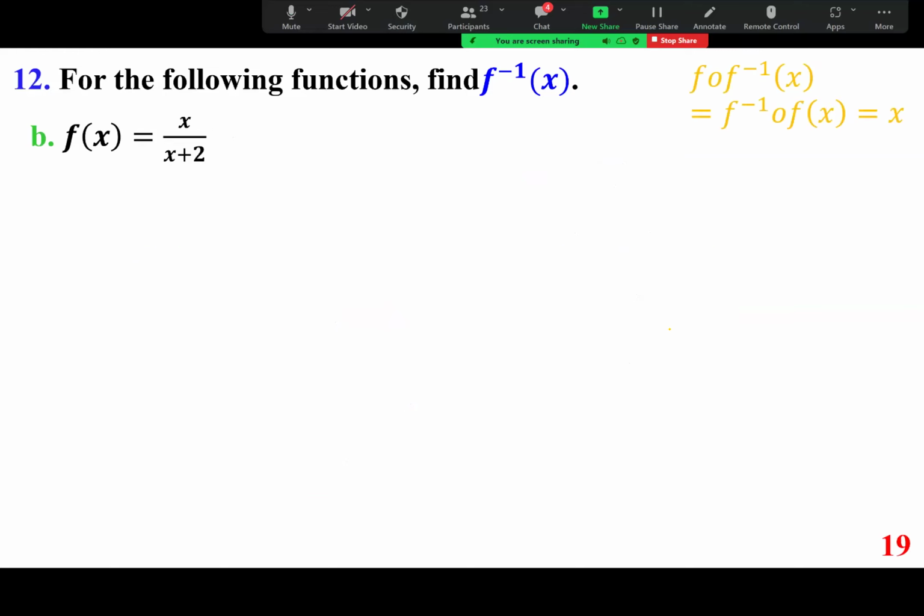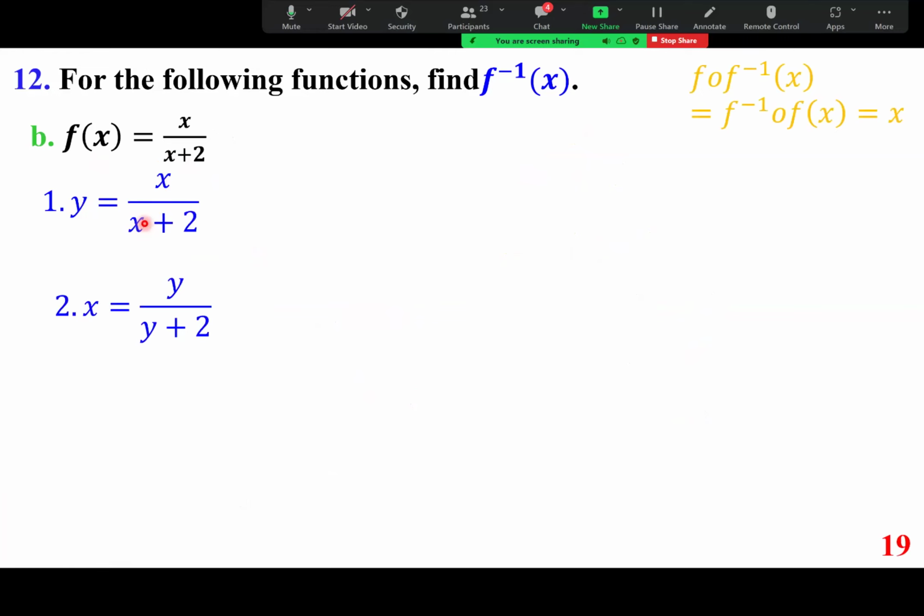All right, we're going to continue finding F inverse. In this case, again, we change F of X to Y. We interchange X and Y. This becomes X, this becomes Y. And now, again, right here we have the inverse.